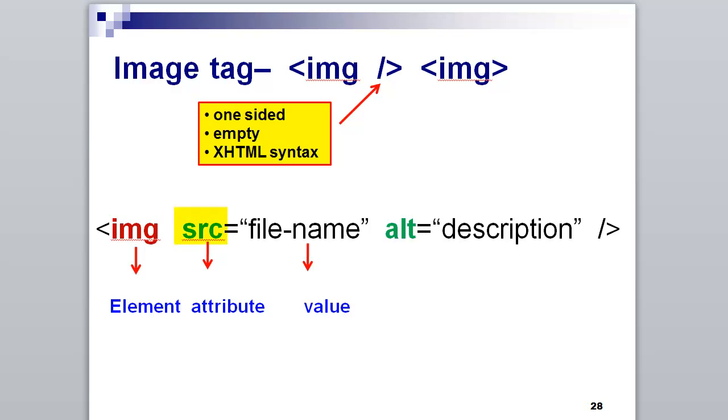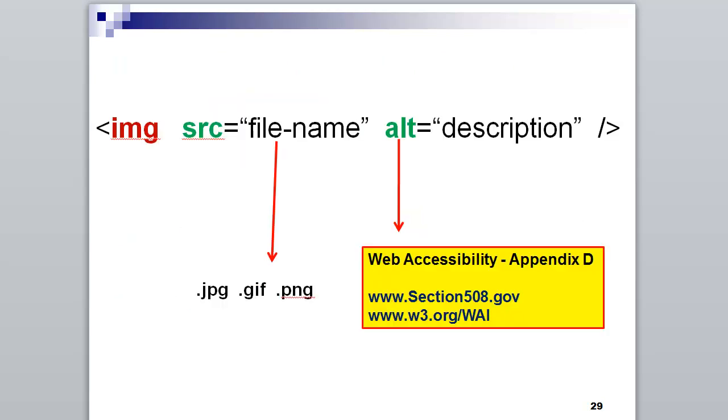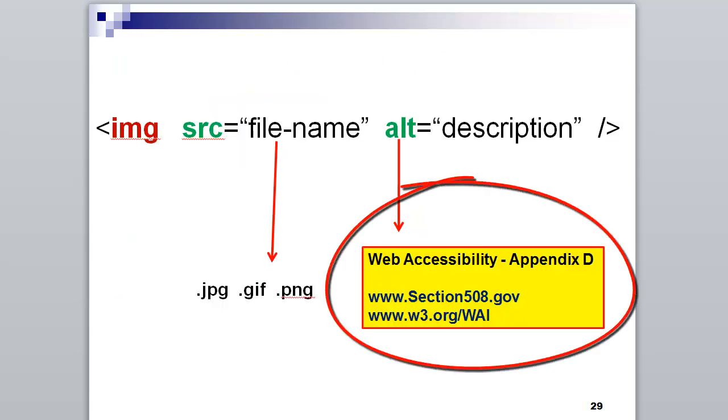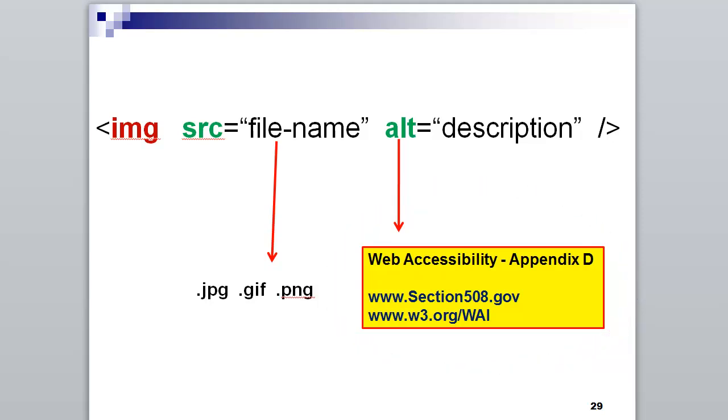The source attribute, which indicates the name of the graphic, so you have an electronic file. The alt attribute, which gives you a description of the graphic in the event that the graphic may not load. You can find out more about accessibility guidelines in our Appendix D and at these 2 URLs. So the alt attribute is very important for accessibility. And I would also like to point out that the permitted graphic file extensions in HTML are JPG, GIF, and PNG. So we're looking at JPEGs, GIFs, and PNGs.